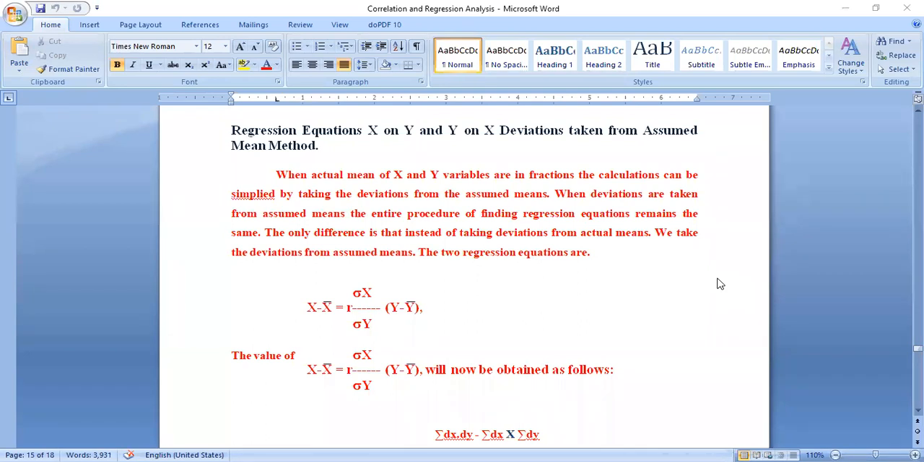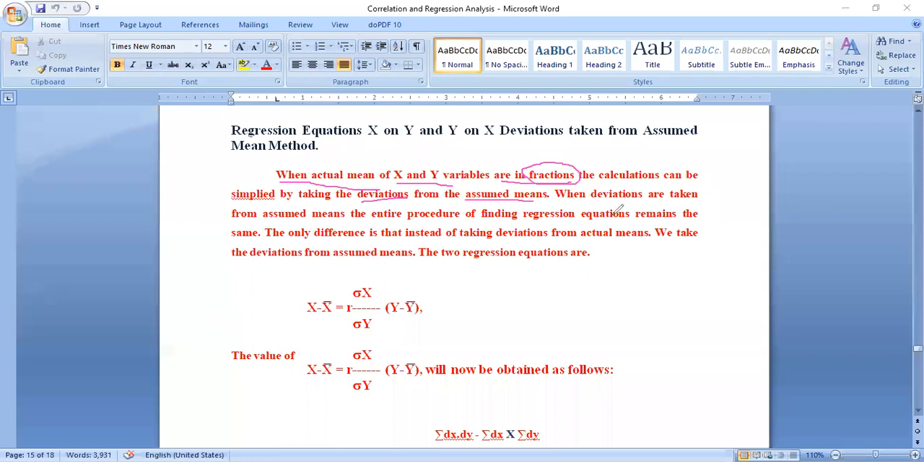Okay. Here a small definition is given. You observe the definition, please, carefully. When actual mean of x and y variables are in fractions, the calculation can be simplified by taking the deviations from assumed mean. See, this word is very much important. Fractions I am saying here.